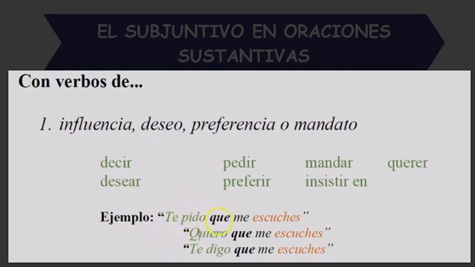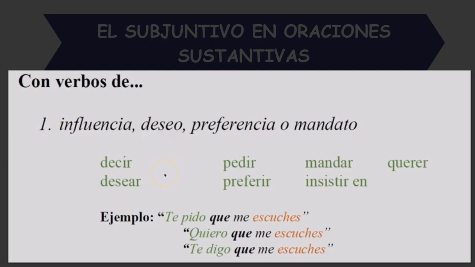Where is the subjunctive? After the que, in the second sentence. Que me escuches, that you listen to me. That you listen to me is not a fact yet. It's what I'm hoping to achieve. This verb is the one that will be conjugated in the subjunctive, because that's what I'm hoping to achieve. Does that make sense? So group number 1 is all verbs of influence, desire, preference, or command.